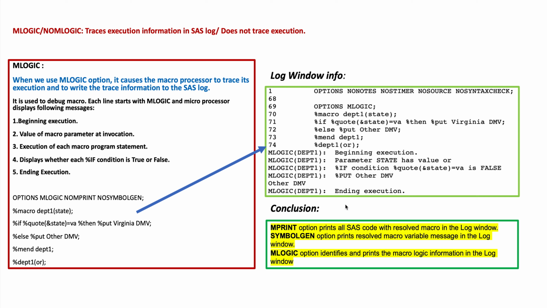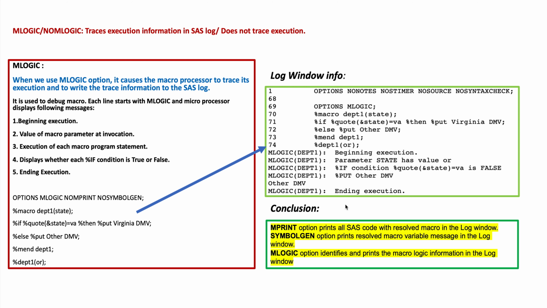Then what is the conclusion? Conclusion is the MPRINT option prints all SAS code with resolved macro in the log window. SYMBOLGEN option prints resolved macro variable messages in the log window. And MLOGIC option identifies and prints the macro logic information in the log window. If we use those options with the SAS code, then we will get exactly the same result.